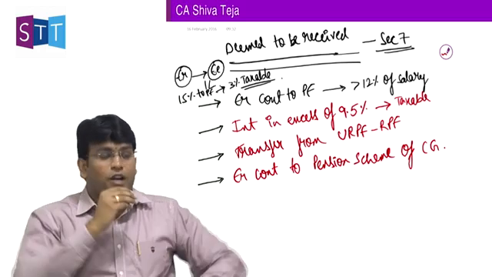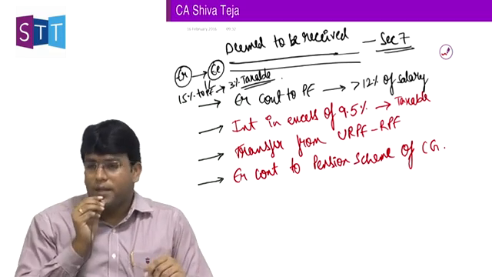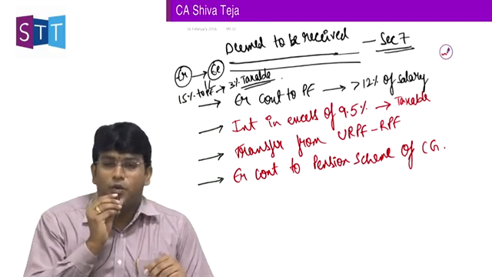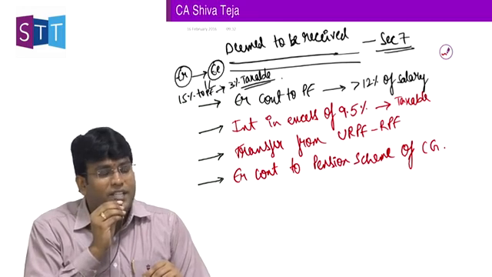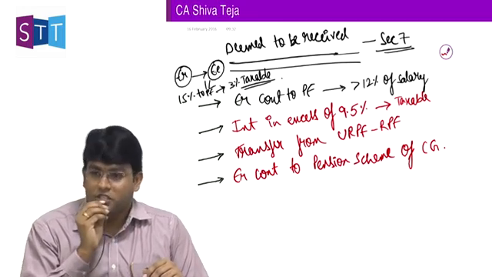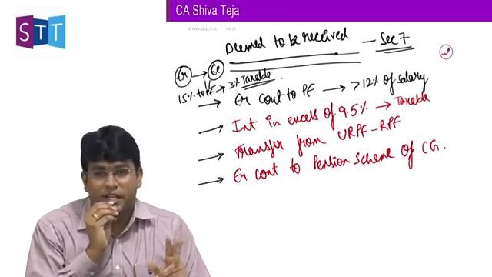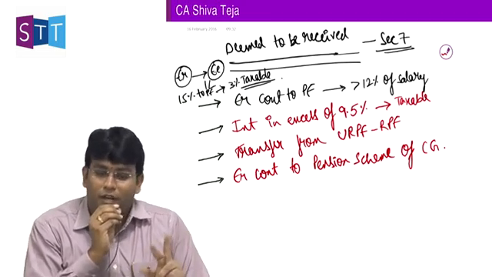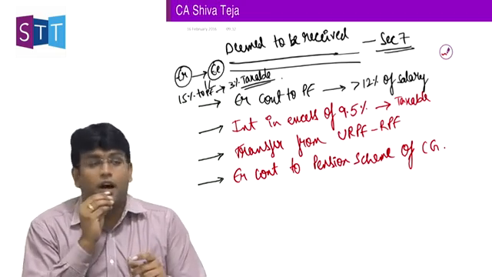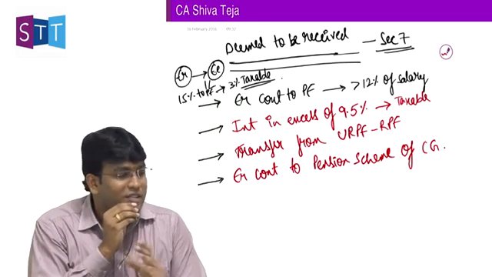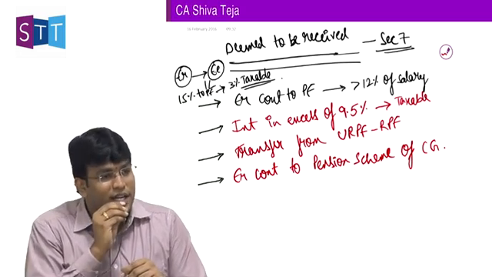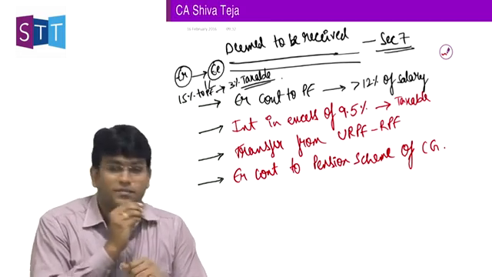Tell me, sir, what are the 4 points? First one, employer's contribution to provident fund more than 12% of salary. Next, interest in excess of 9.5%. Next, transfer from URPF to RPF. Then, employer's contribution to pension scheme of central government. Clear, friends? These all will come under what, sir? Incomes deemed to be received in India. Even though they are received outside, still they are deemed to be received in India. Are we clear with that?